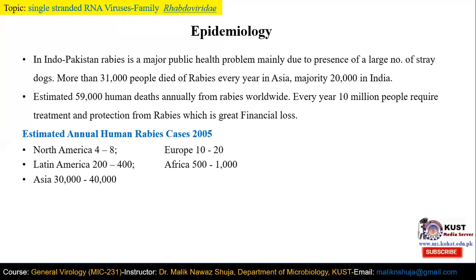If we look at the data, every year in North America, 4 to 8 deaths have been reported, while in Europe, 10 to 20 deaths from rabid dogs have been reported, and in Latin America, 200 to 400 casualties. In Africa, more deaths per year have been reported, that is 500 to 1,000. If we are talking about Asia, the ratio is even higher, that is 30,000 to 40,000 per annum, and most cases have been reported from India.